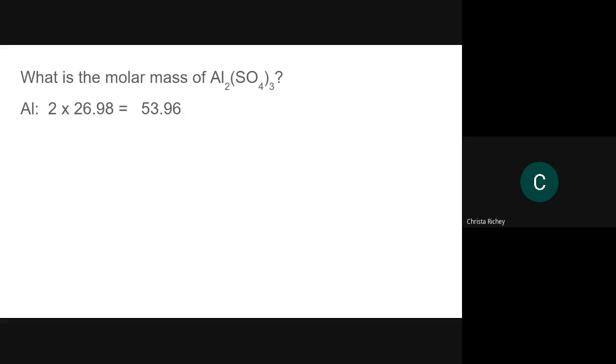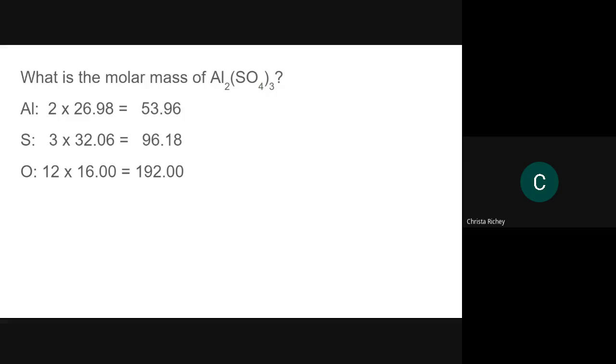In this case, aluminum sulfate, there are 2 aluminums. I can't speak today, y'all. 2 aluminums. Each one is 26.98. We're using 2 numbers after the decimal. There are 3 times 1, which is 3 sulfurs. Each one is 32.06. And then there's 3 times 4, which is 12 oxygens. Each one is 16.00. Y'all, I was not kidding when I said you're going to be using molar mass for the rest of this class. You have to be able to calculate molar mass.